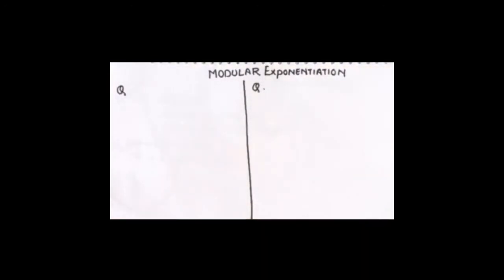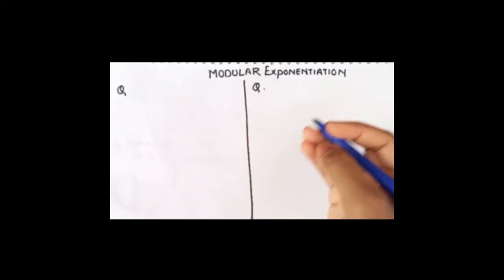of today's lecture, which is modular exponentiation. Now, what do you mean by modular exponentiation? Modular exponentiation is basically an exponentiation which is performed by repeated multiplication. Now, to understand modular exponentiation, let me start with an example.